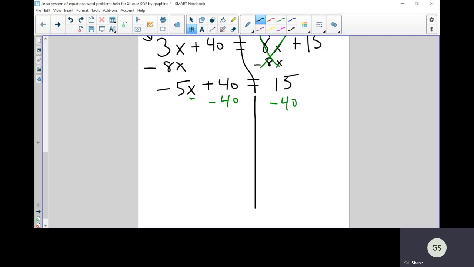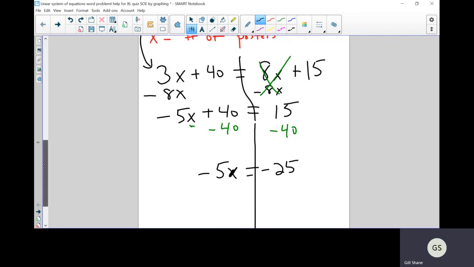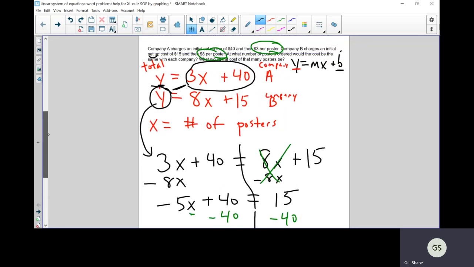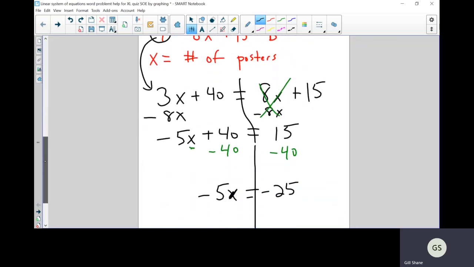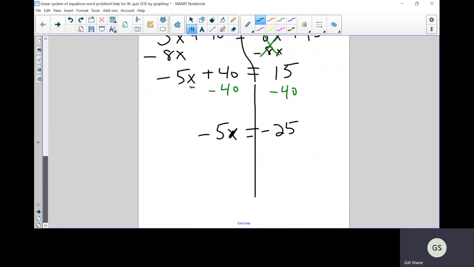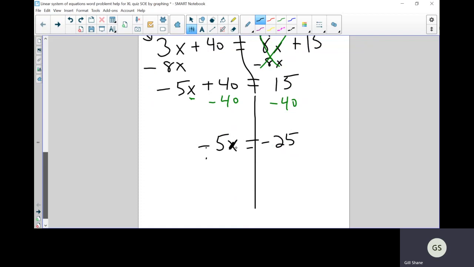All right, so whatever I do on the left side, so this subtract 40, I need to do on the right side. So that's going to give me negative 25 on the right equals negative 5x on the left. So now I could say, all right, well, I divide by negative 5.